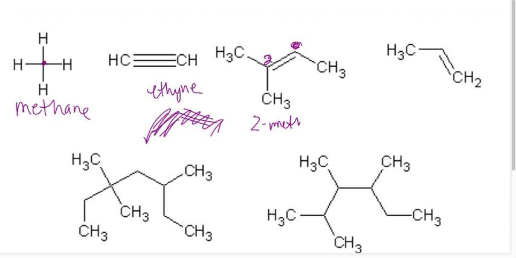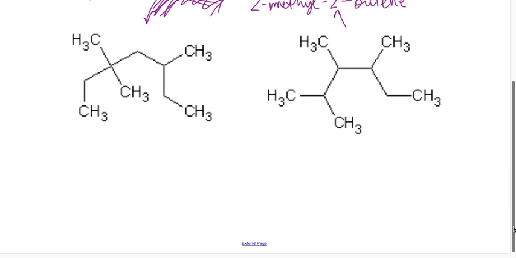2-methyl, 2-bu what? Butene. This 2 people forget. You can't forget that because I could have a 2-methyl 1-butene. And I just named this one for you. I kind of talked about it. What's this one? Propene. And I don't need a number because I can't have a 2-propene.